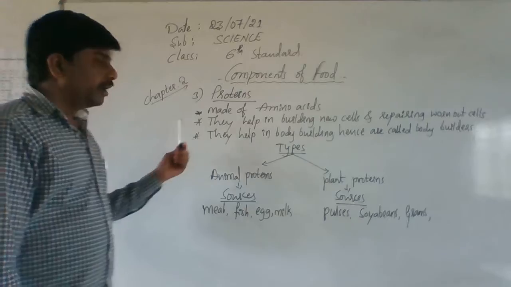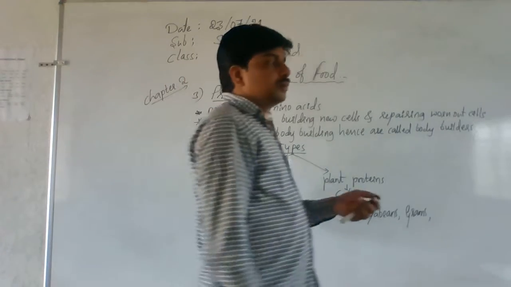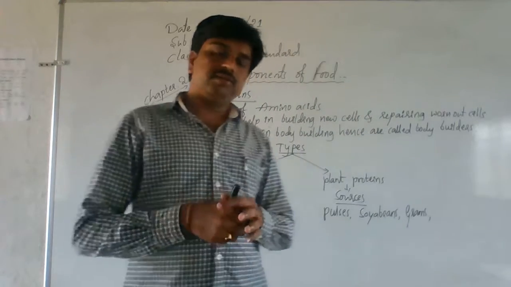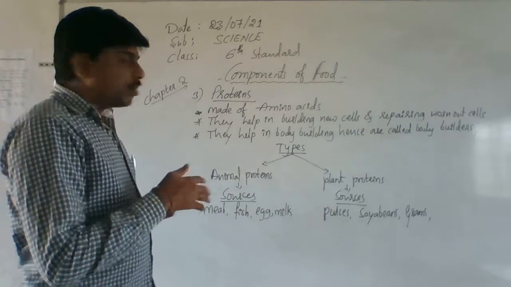Third main important nutrient of food, that is proteins. Let's see. So already you know about carbohydrates and lipids. Both give us energy to our body, hence they are called energy producers. Let's come to what about proteins.